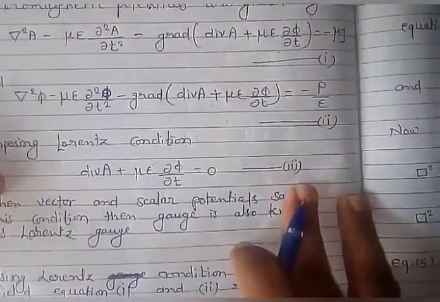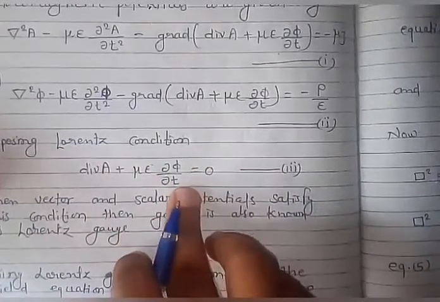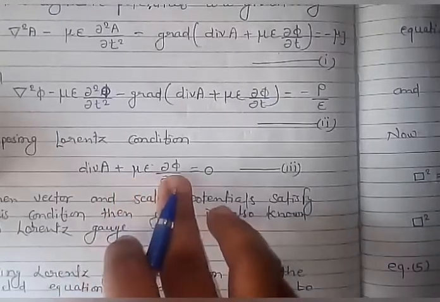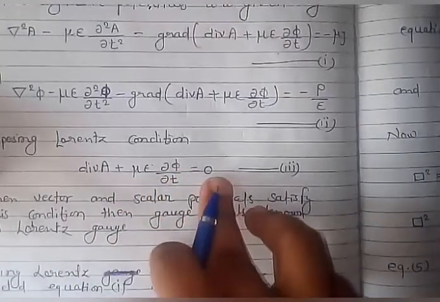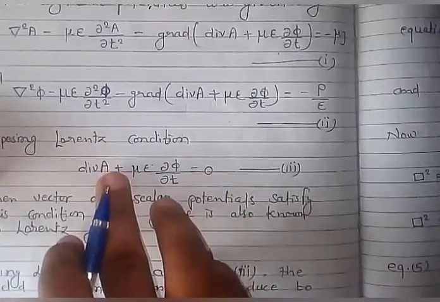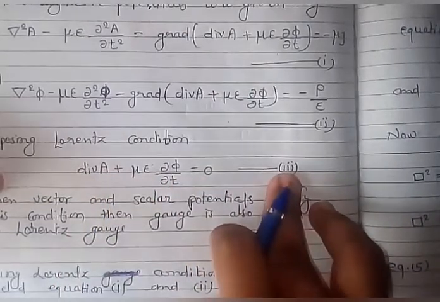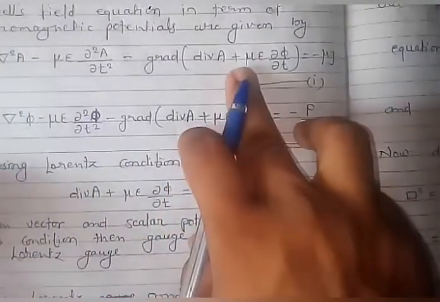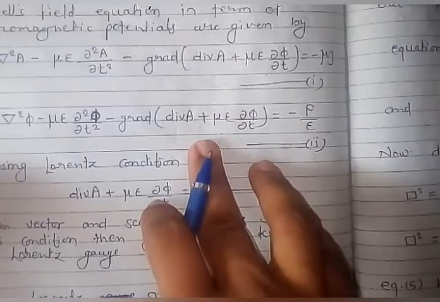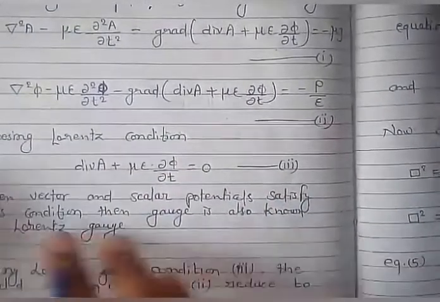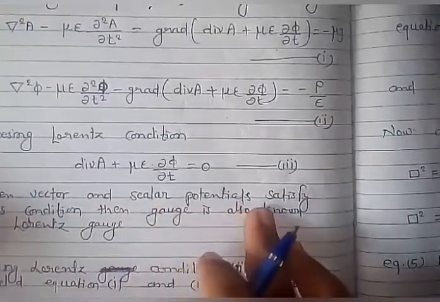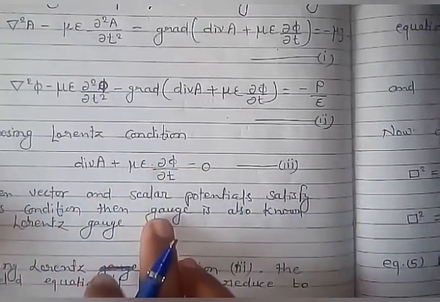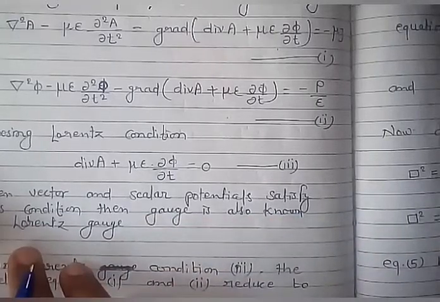Now, the Lorentz condition: divergence of A plus mu epsilon del phi upon del t equal to 0. It is the third equation. The Lorentz condition will be imposed in the first equation and second equation. Here, when the vector and scalar potentials satisfy this condition, then the gauge is also known as the Lorentz gauge.